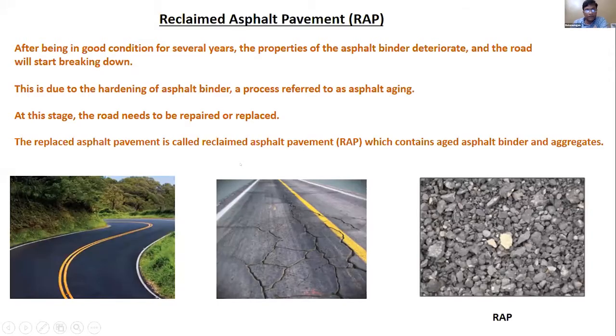So as most of you probably know, after you put down the road, after some time the properties of asphalt will deteriorate and the roads will start breaking down. This is due to the hardening of asphalt binder, a process we call asphalt aging. At this stage, the road needs to be repaired or replaced. If it is replaced, the removed pavement is called reclaimed asphalt binder.